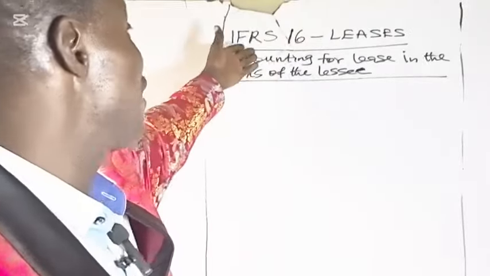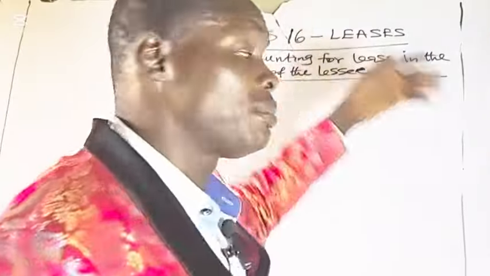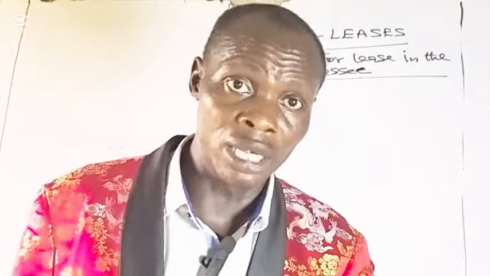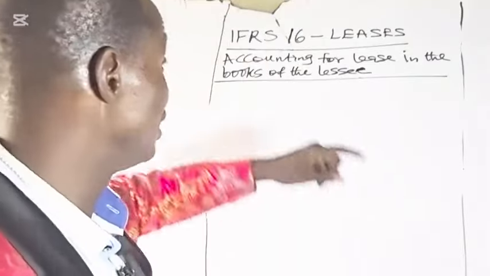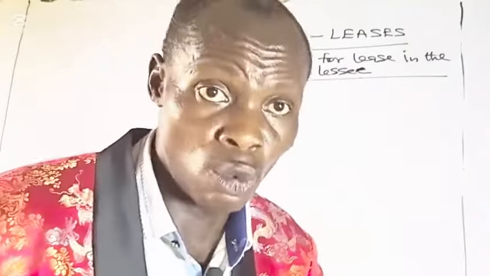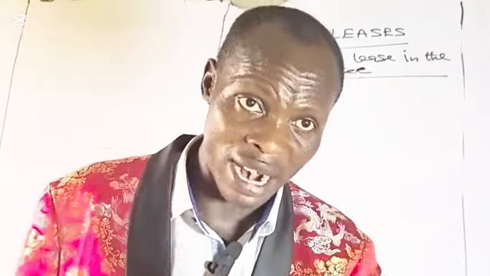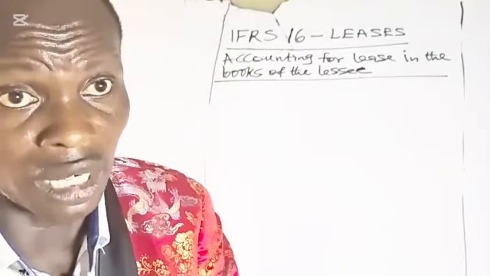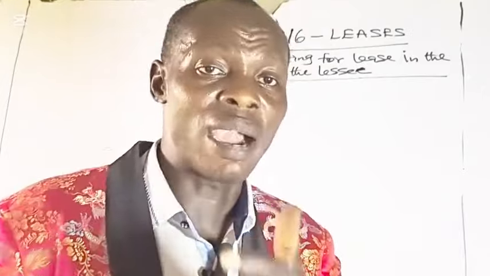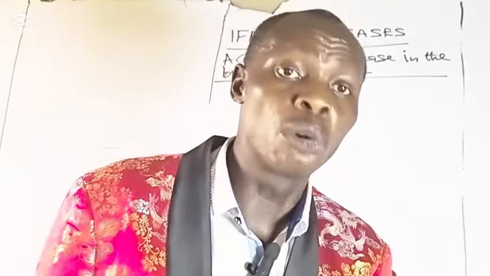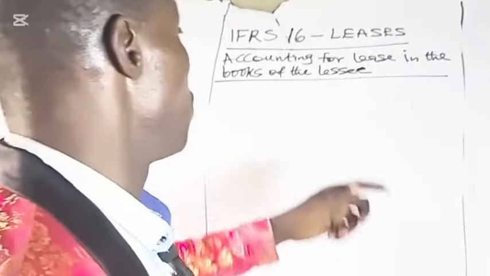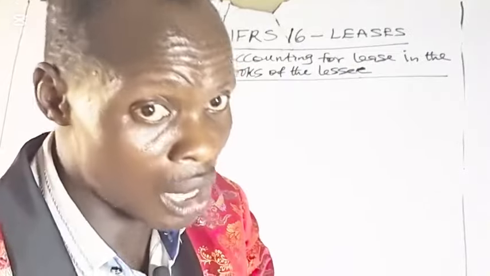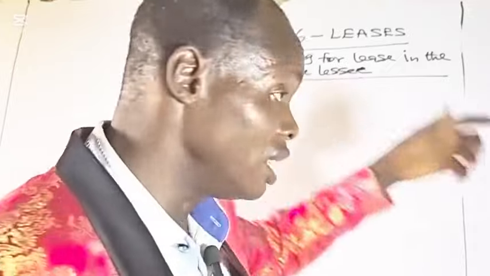I want you to know that IFRS 16 is not interested in the classification of lease into finance and operating lease in the books of the lessee, unlike the then IAS 17, which categorized lease into finance lease and operating lease. So I'm not interested in that classification here. I will talk about finance and operating lease when we get to the books of the lessor, though we will examine low value items and short life items in the books of the lessee.